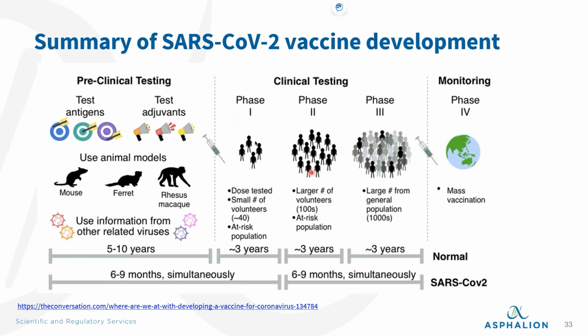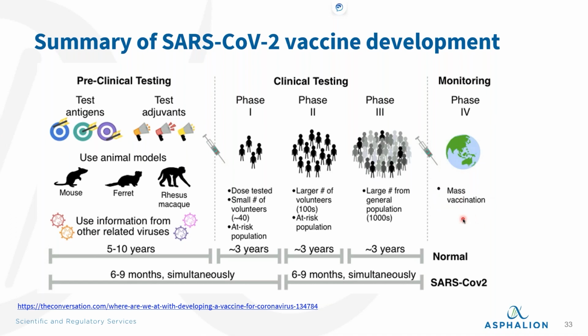So just to summarize the phases of vaccine development, and the context of the normal situation for vaccine development and the context in the emergency situation that we find ourselves in now with SARS-CoV-2. So from preclinical testing, the test of antigens, the test of adjuvants in animal models, also using information from other related viruses, could typically take 5 to 10 years. Then the clinical testing phases as well, rather long length of time.